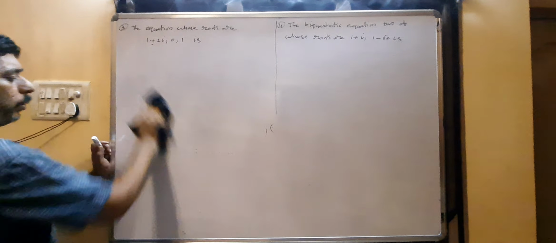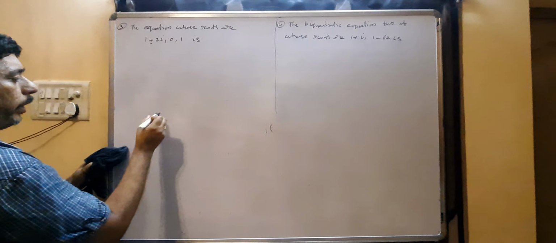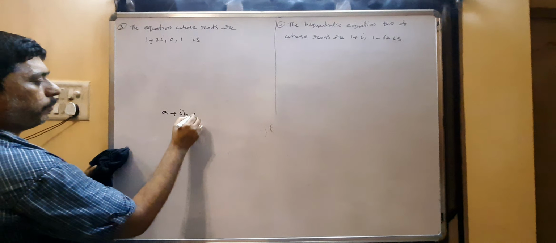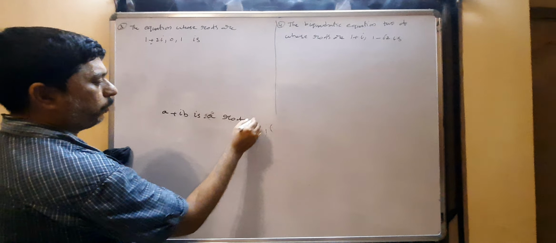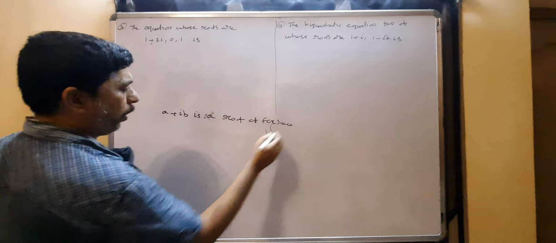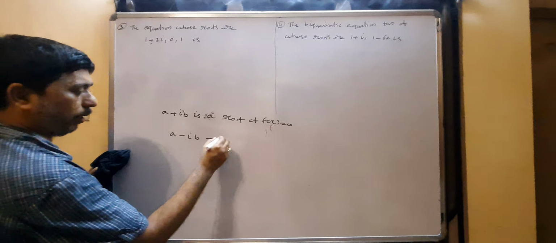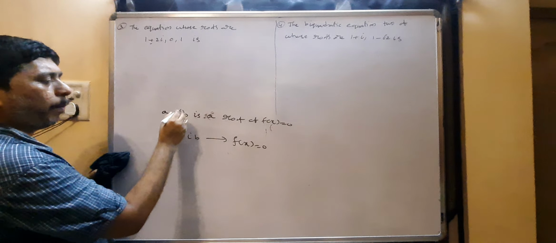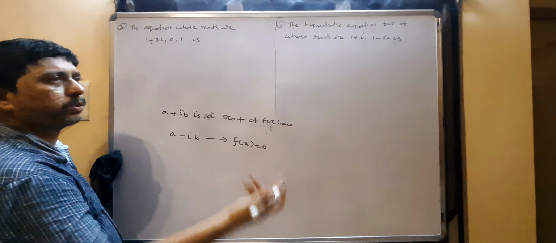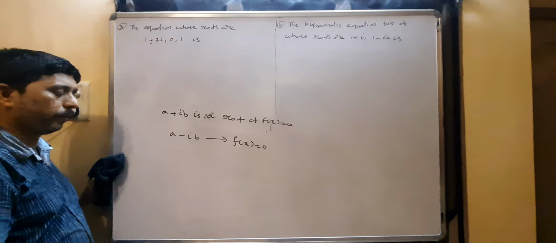If a plus ib is the root of f of x equal to 0, obviously a minus ib is also a root of f of x equal to 0. It means if one complex number is a root, the conjugate complex number is also a root of the same equation. Suppose a plus root b is a root of f of x equal to 0, then a minus root b is also a root of f of x equal to 0. Based on this concept, two problems.